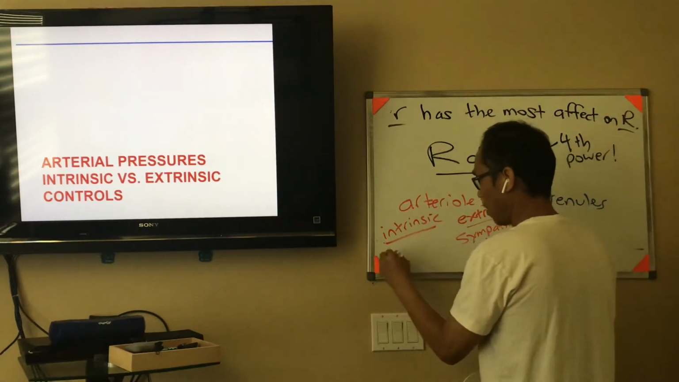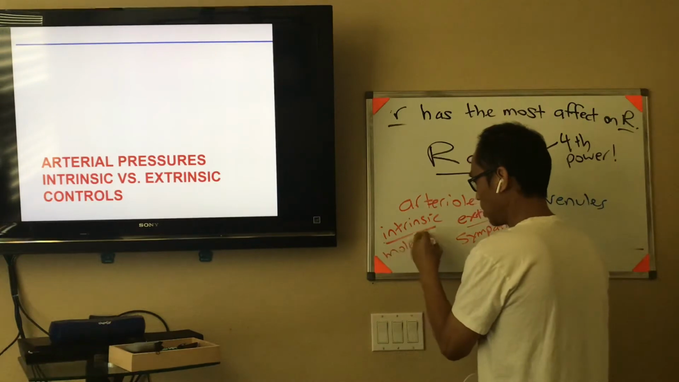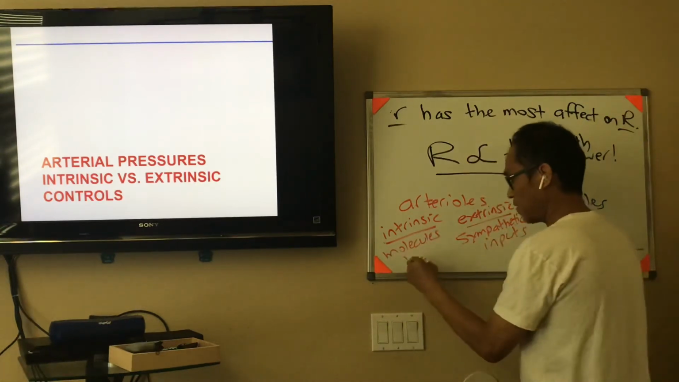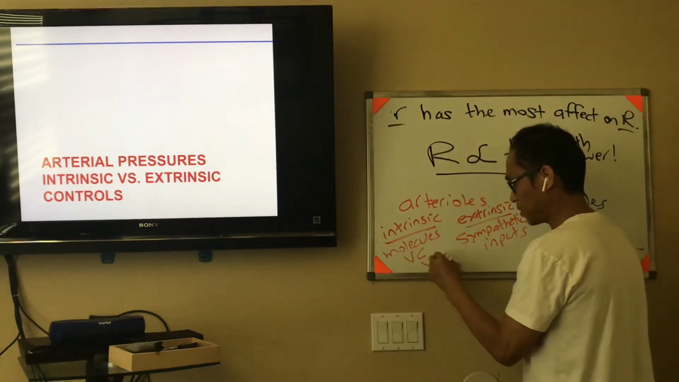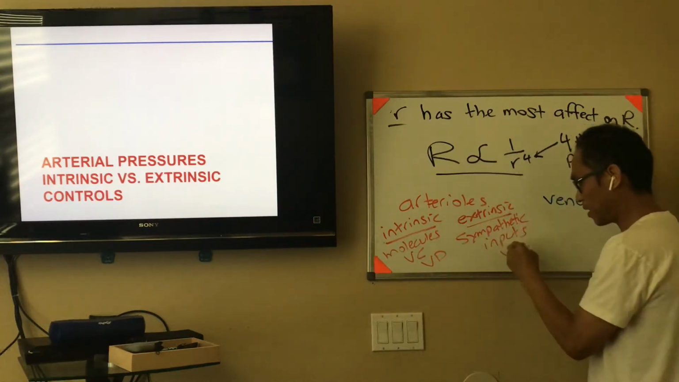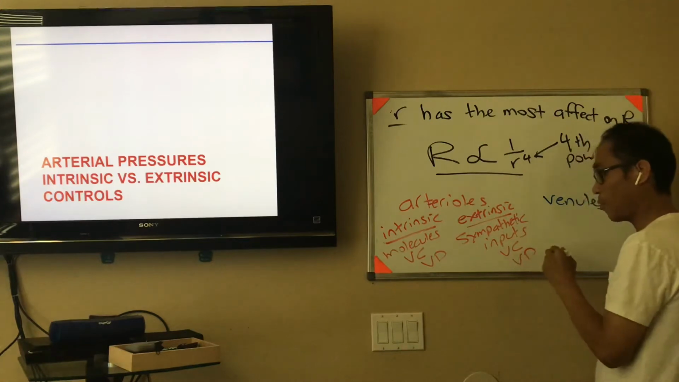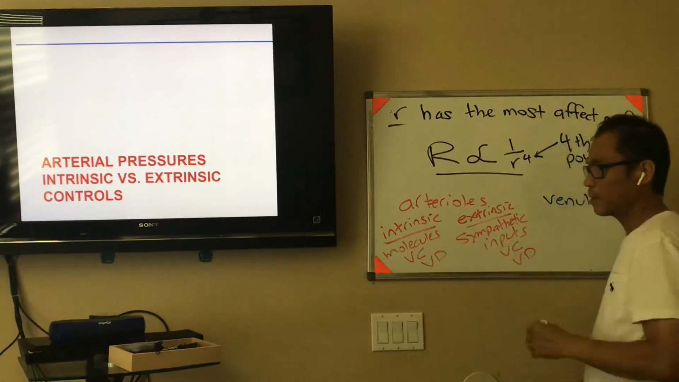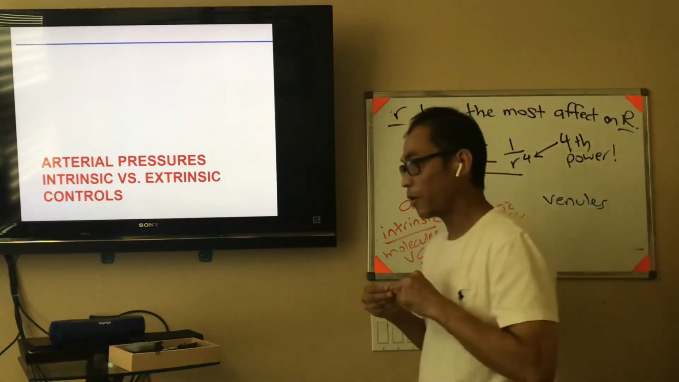Intrinsic input molecules cause vasoconstriction (VC) or vasodilation (VD). And the sympathetic inputs can do it too. They can make it constrict more, or vasodilate more. And so we'll discuss both here.